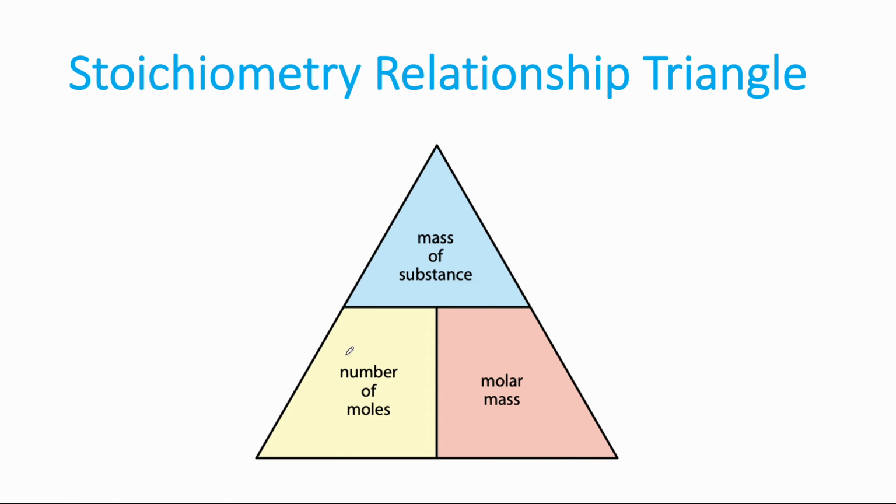So how this triangle works is that, let's say we want to calculate the mass, right? So the mass is on top, and because we're trying to calculate mass, we erase it here, and we're left with number of moles and molar mass. Because they're both in the bottom, the mass equals the number of moles times the molar mass. So that is what mass is. Mass is number of moles times molar mass.